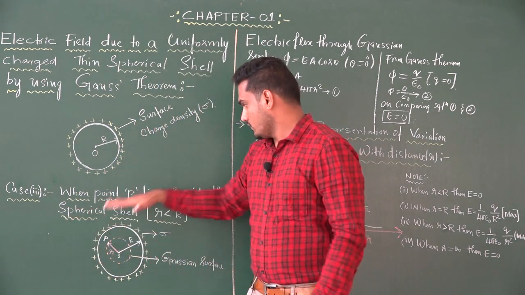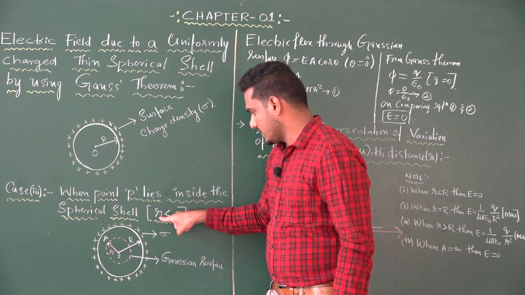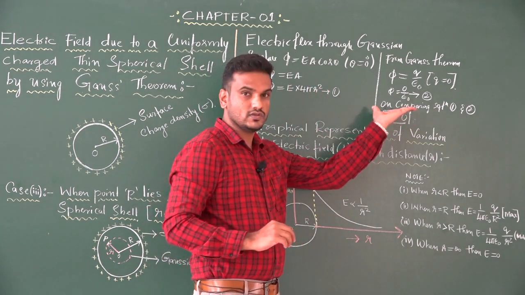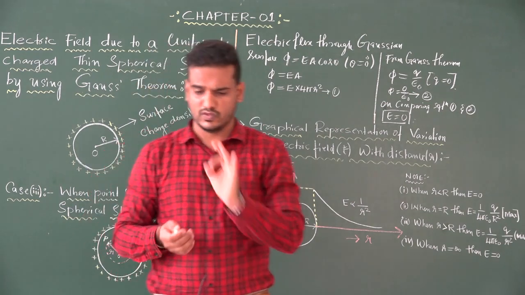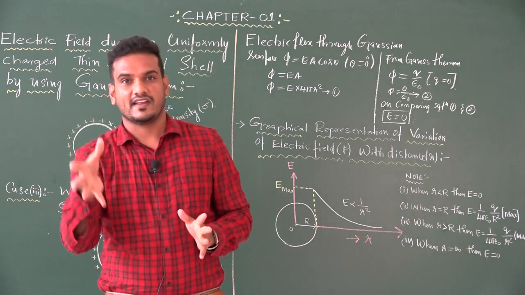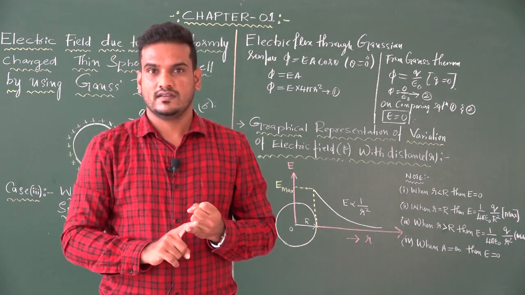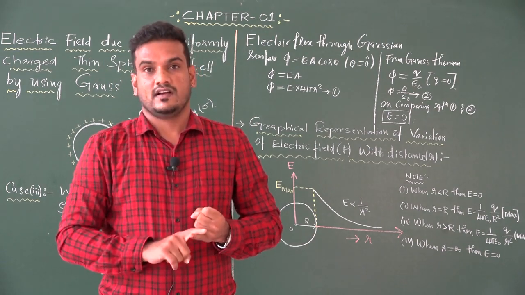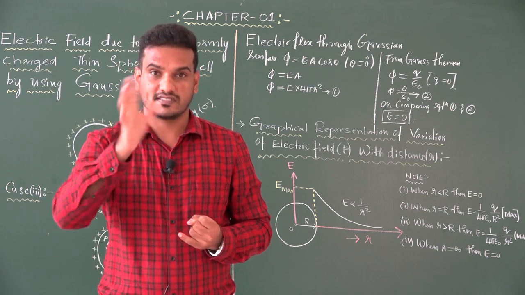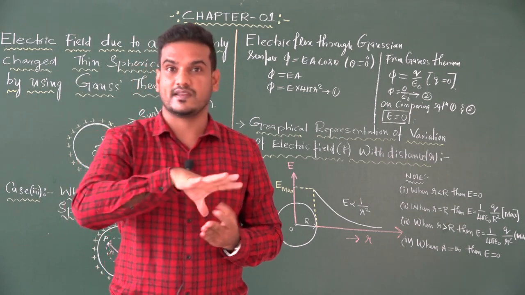Third case, when point P lies inside the spherical conductor, small letter r is less than capital letter R, then electric field is found to be equal to 0. So these are the 3 cases for a uniformly charged spherical conductor. Case number 1, electric field outside the spherical shell. Case number 2, electric field on the surface of the spherical conductor. Case number 3, electric field inside the spherical conductor.